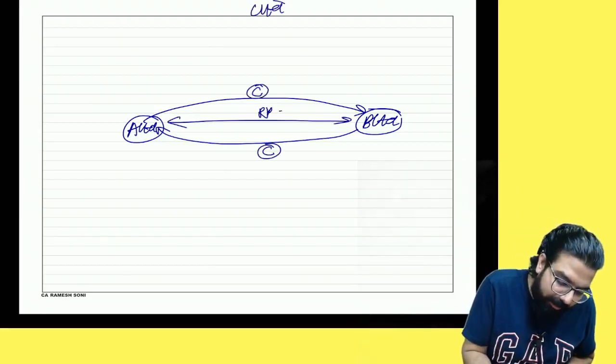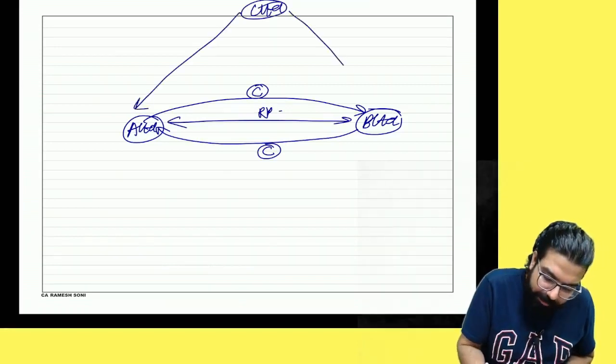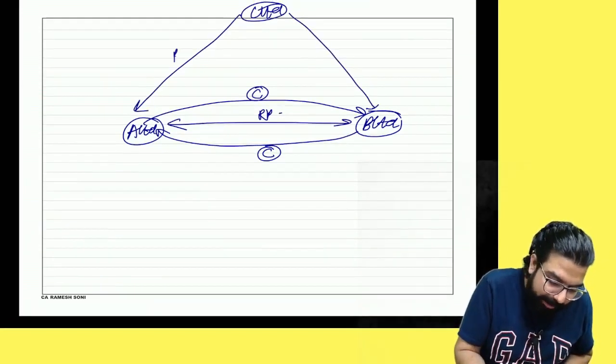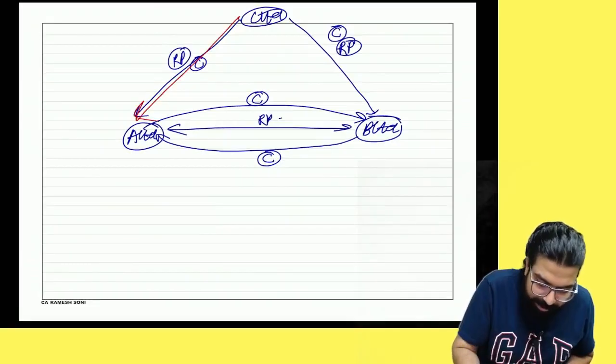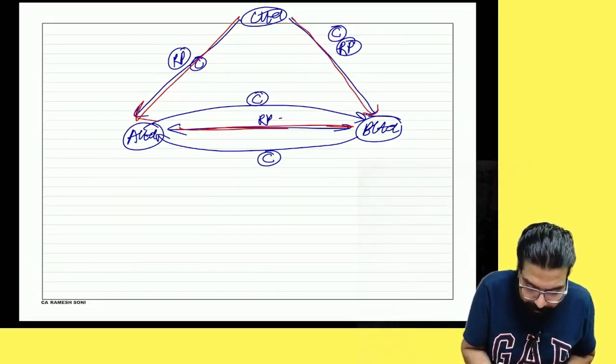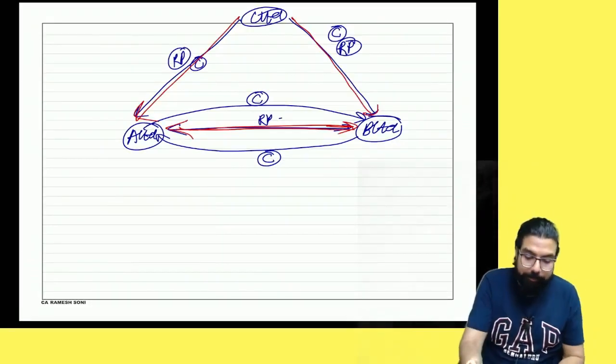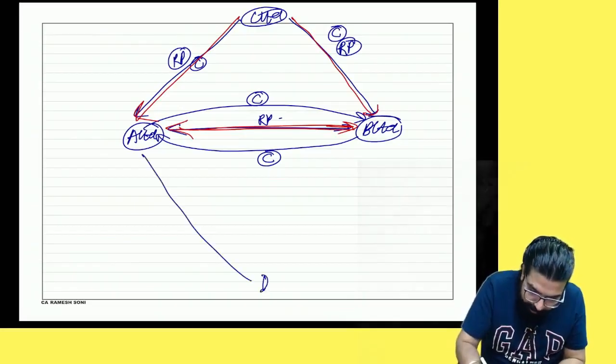C Limited is there. C Limited controls A. C Limited controls B. Are they related persons? Because of controlling, they are always related. My question: if C and A are related, and C and B are related, who becomes related? A and B.